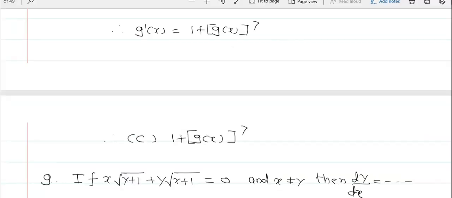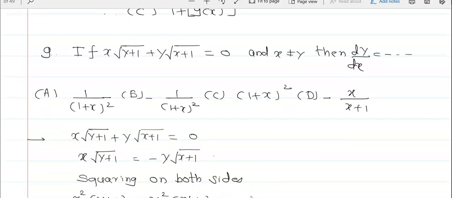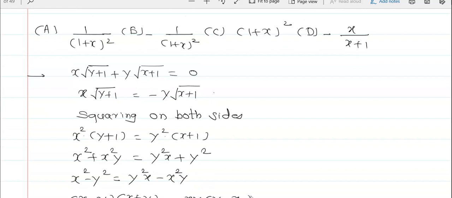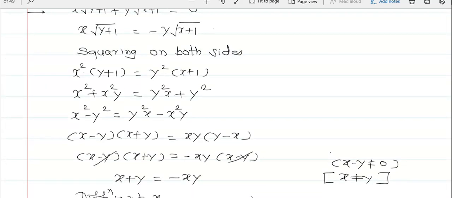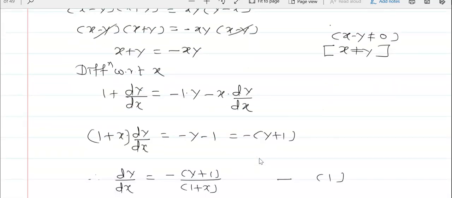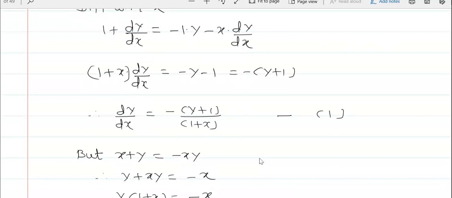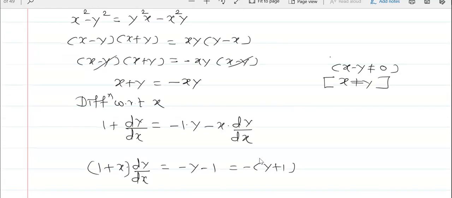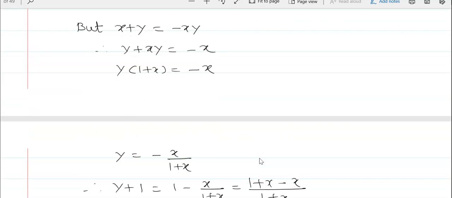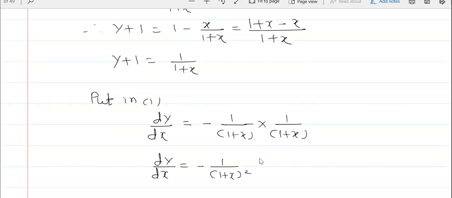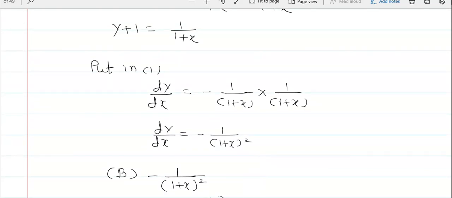Now, next is this problem. x root of (y plus 1) plus y root of (x plus 1), squaring on both sides. Then you will get x plus y is equal to minus xy. If we differentiate, dy by dx is equal to minus (y plus 1) upon (1 plus x), and then find the value of y plus 1. y plus 1 is 1 upon 1 plus x. Put here, then dy by dx is equal to minus 1 upon (1 plus x) squared.